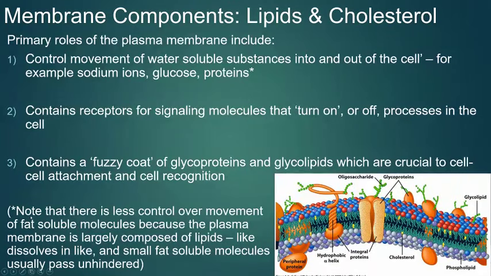The third point is that it contains a fuzzy coat of glycoproteins and glycolipids, which are crucial to cell-cell attachment and cell recognition. So think of it like Velcro. These glycoproteins and glycolipids can work as little hooks and can hook one cell onto another cell. Again, very important for cell-cell recognition, like in the immune system, or being able to recognize, say, apoptosis, so regulated cell death. That is essentially communicated by receptors that are presented on the cell membrane.